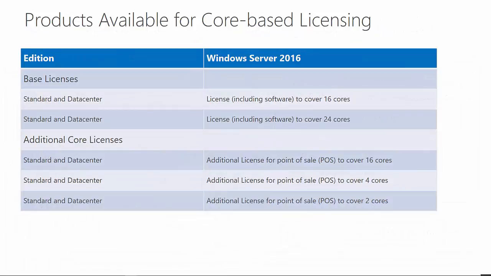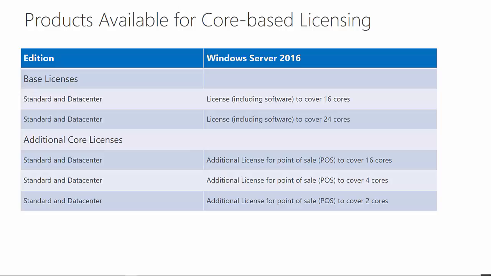So first up, if we take a look at what products are going to be available through the different OEM channels. First up, you'll see that we've got the standard and data center license that includes 16 cores. So effectively, this is going to be the replacement for the current Windows Server 2012 R2 standard license. But you'll also notice that we've got a base license that covers 24 cores.